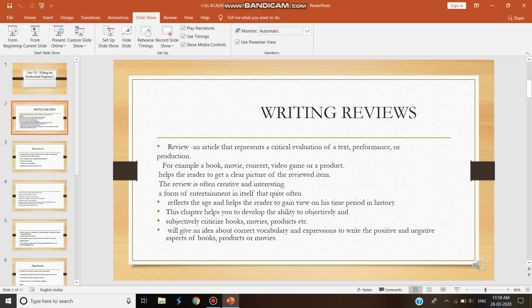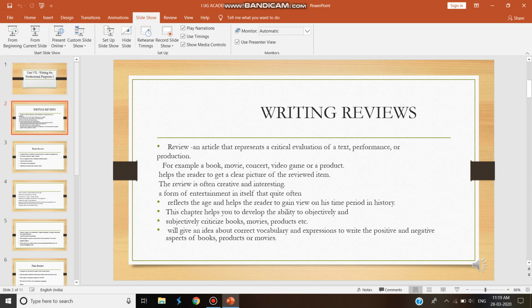And why do you need to write a review? It helps the reader to get a clear picture of the reviewed item. The person who is reading the review may want to buy that book or watch a movie or to buy that product. So the review will help the reader to get a clear picture of the reviewed item. And the review is often very creative and interesting, and it is a form of entertainment in itself, which often reflects the age and helps the reader to gain a view on his time period in history.